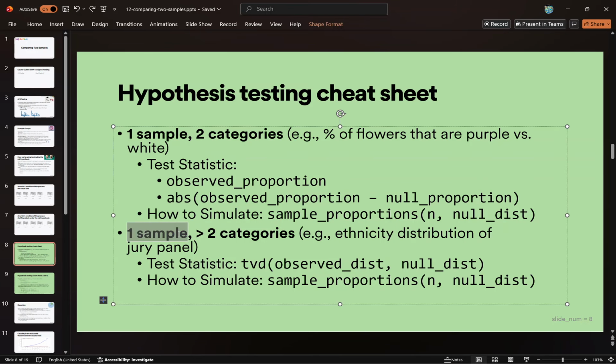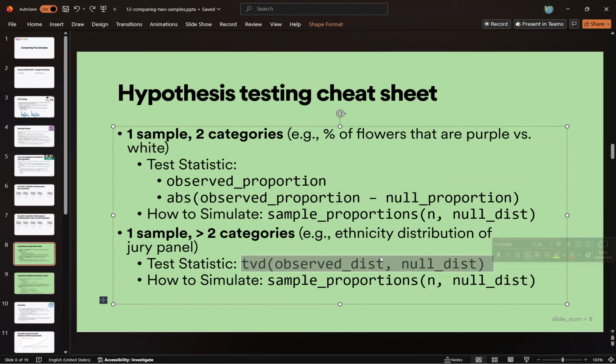We also had, you took one sample, you had a bunch more categories than 2. That was the jury panel stuff, right? Like the ethnicity distribution for Alameda County. You had like 4 or 5 different ethnicity groups, and you wanted to compare them all against each other. And so the way that you come up with one number that shows you the difference between those groups, one of the ways to do that was the total variation distance, I think. Yeah, either difference or distance. It's been a chapter. So TVD for short.